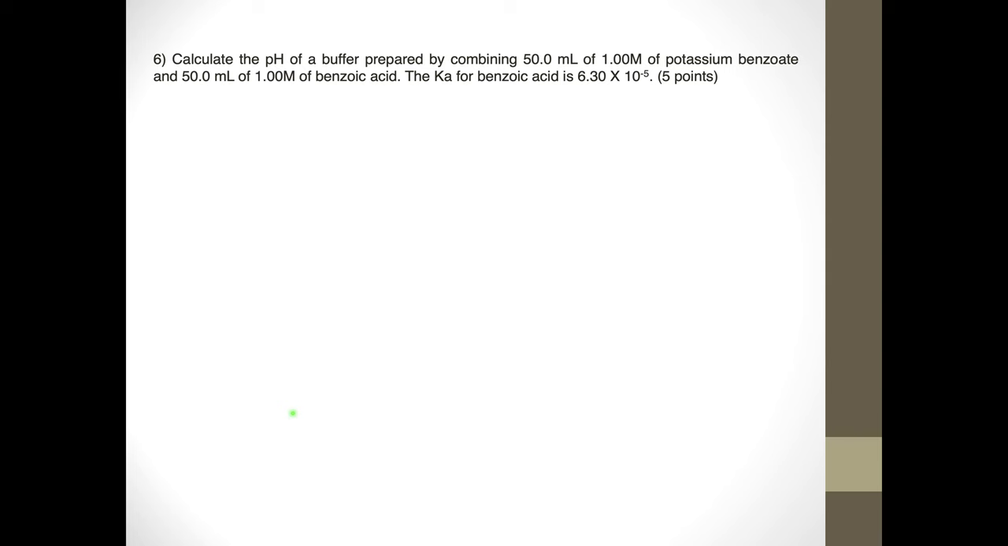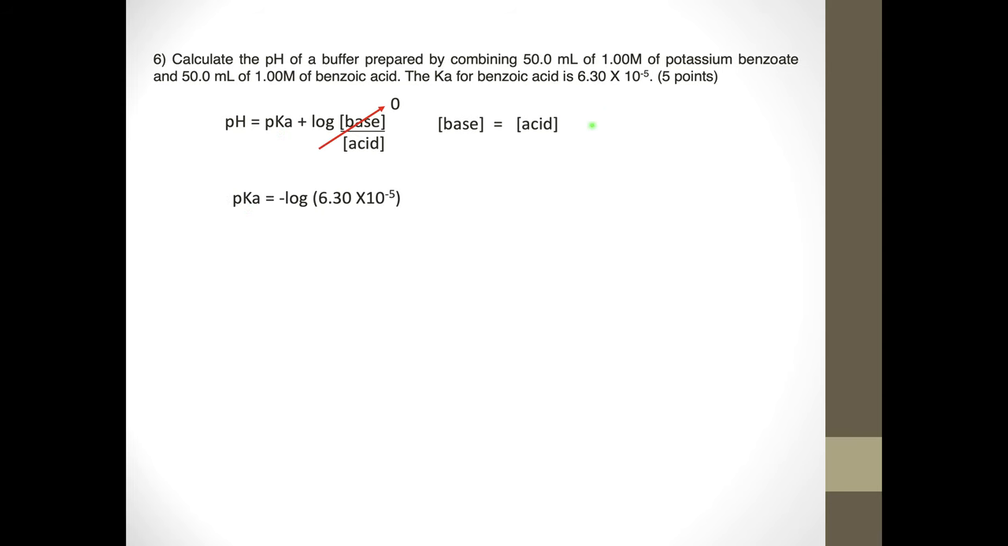The first one is using the Henderson-Hasselbalch equation: pH is equal to pKa plus the log of the concentration of the base over the acid. Here, because the concentrations are basically the same, the ratio is going to be 1. So the log of 1 is going to be 0. That means that the pH is going to be equal to the pKa.